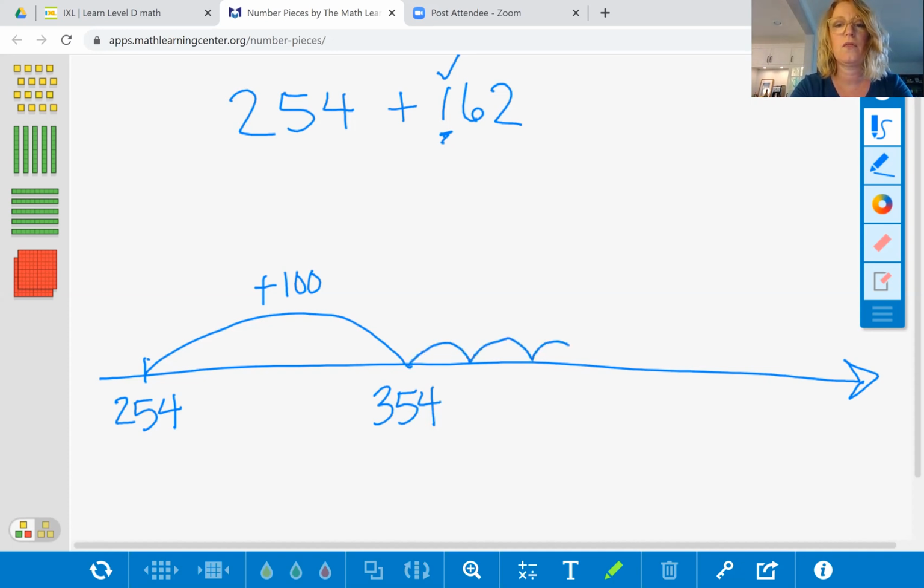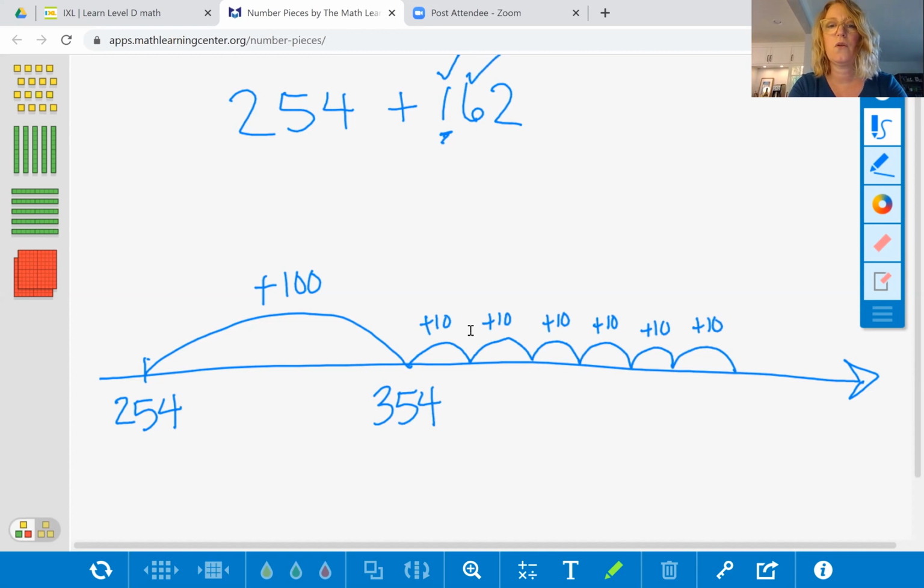10, 20, 30, 40, 50, 60. Plus 10, plus 10, plus 10, each one is a plus 10, right? And that is the same thing as 60. And then I'm just going to count it up in my head. So now I'm going to count by tens. 354 plus 10 is 364, 374, 384, 394. What's going to come next?